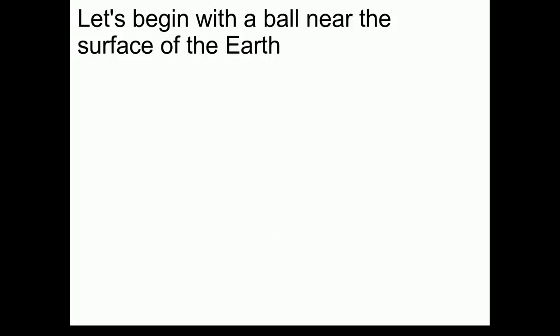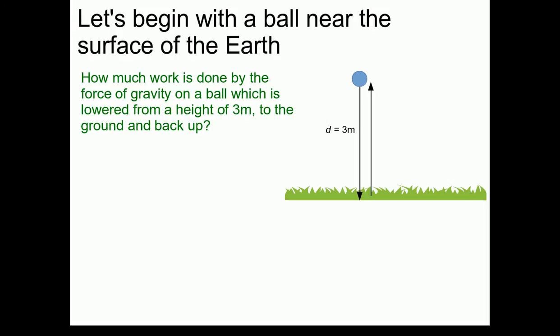Let's begin by considering a ball near the surface of the Earth. The ball begins 3 meters above the ground, falls, and bounces back up to its original height. How much work is done by gravity in this case? Well, work is always defined as the force of interest times the displacement times the cosine of the angle between the force and the displacement.